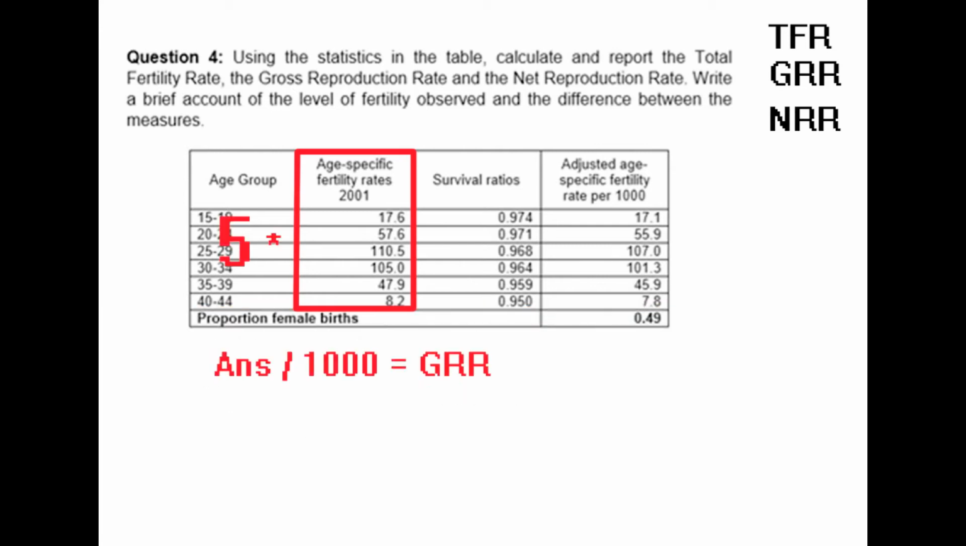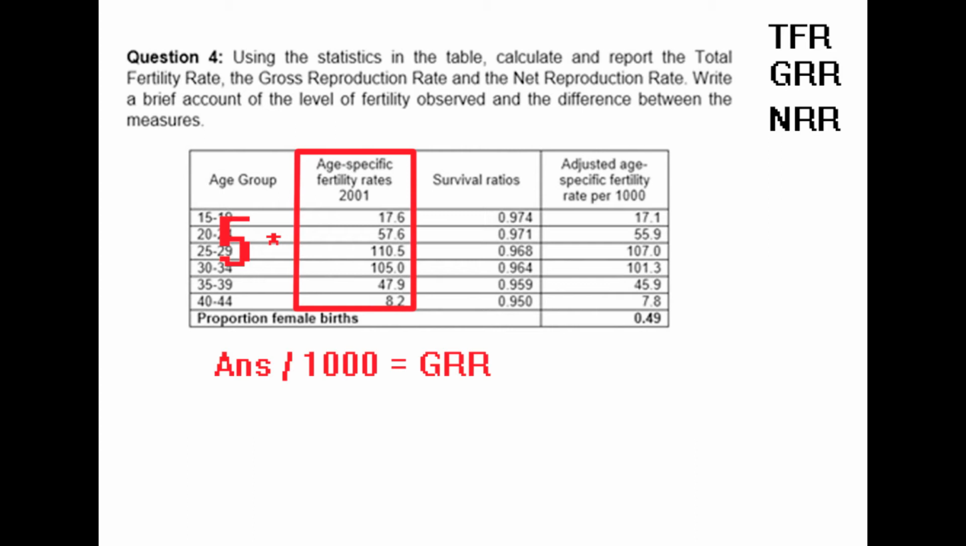So again, get the ASFR times each row, so 17.6, 57.6, and 110.5, etc., times 0.49, and then you have all new values. With all these new values, add them all up, so sum them, then multiply by 5, and then divide by 1000. And that is your GRR, or gross reproduction rate, value.